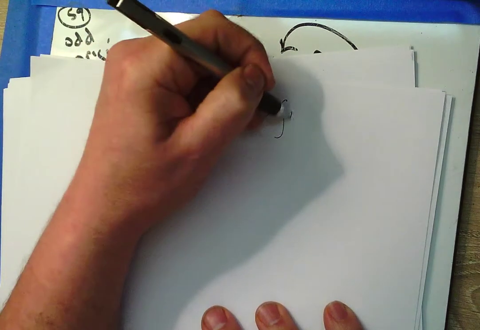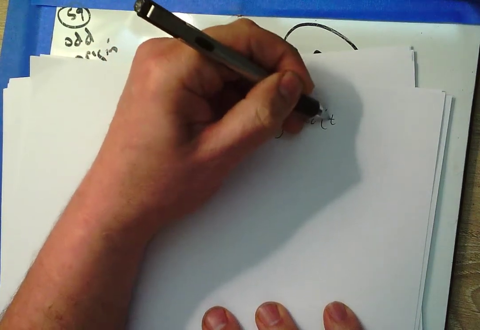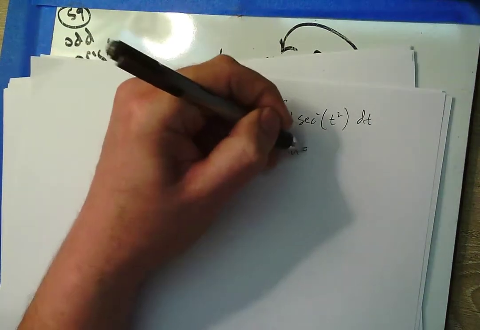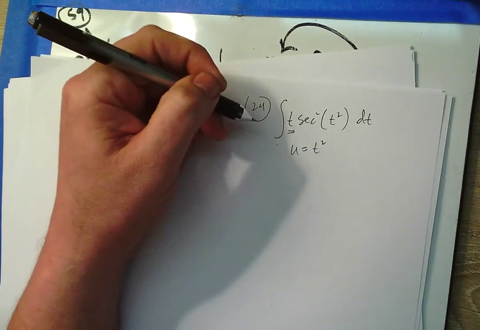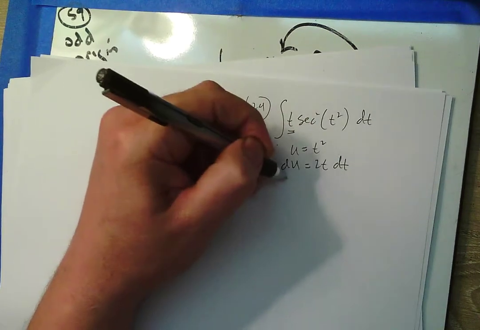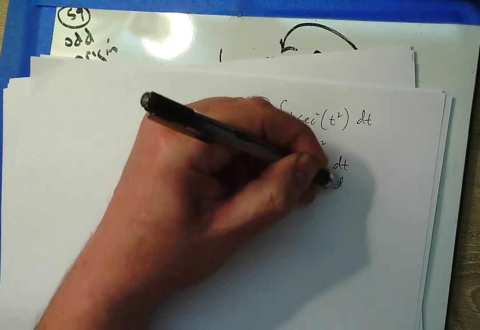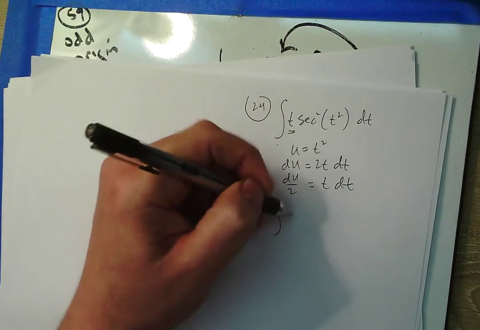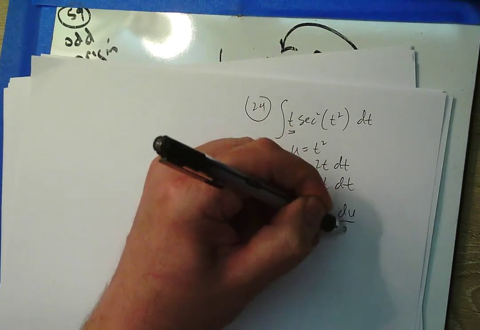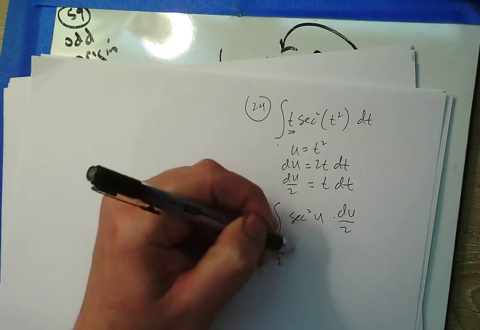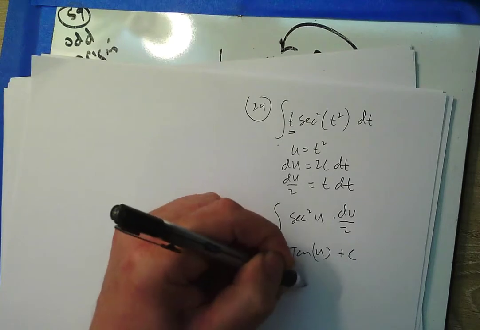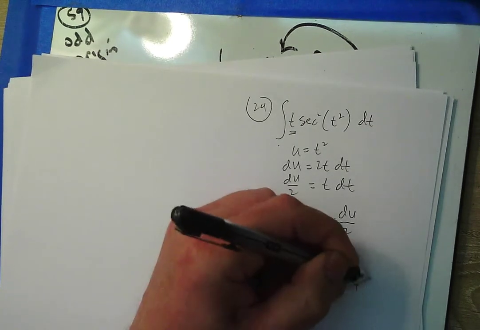24 says the integral of t secant squared t squared dt. Okay, so u equals t squared because I see part of my derivative here. Du equals 2t dt. Du over 2 equals t dt. So this is the integral of secant squared u du over 2, which will be 1 half tangent u plus c, so 1 half tangent t squared plus c.